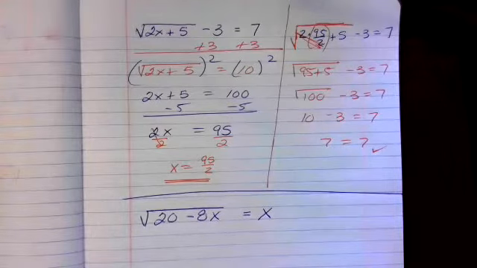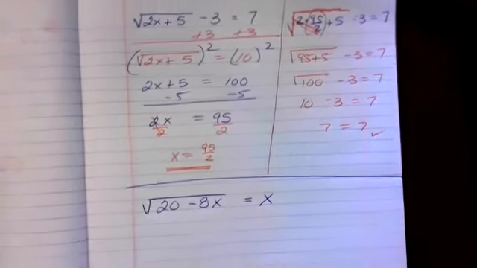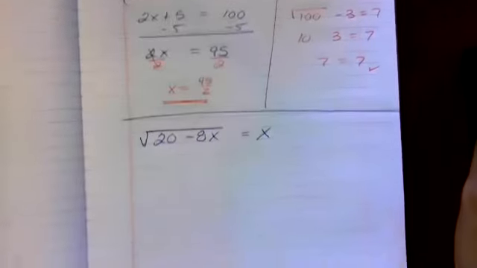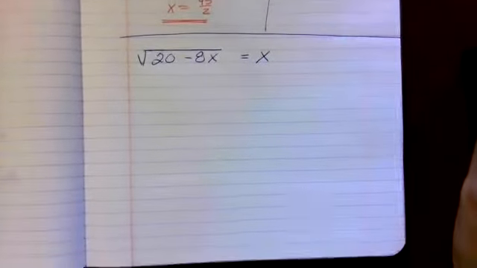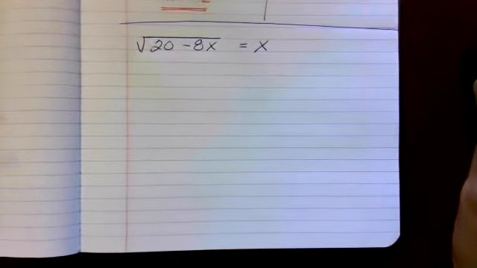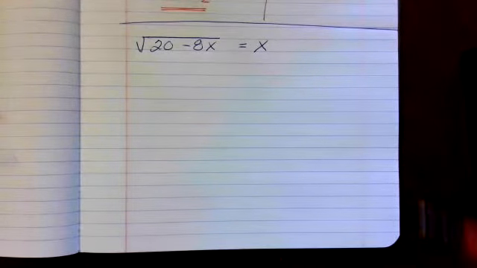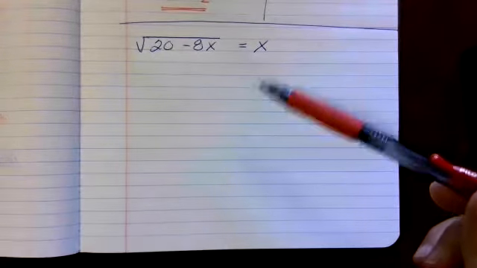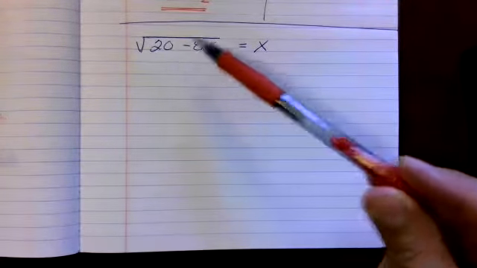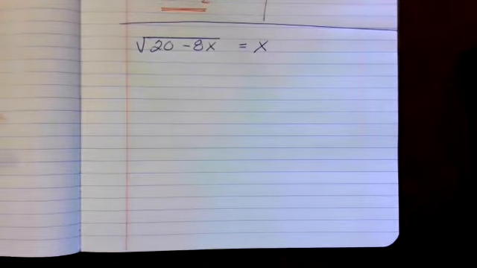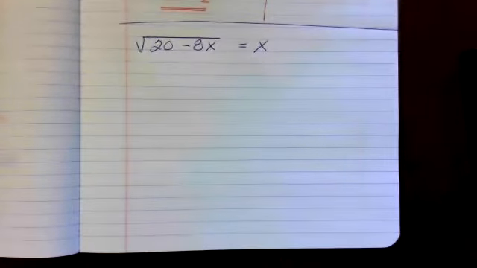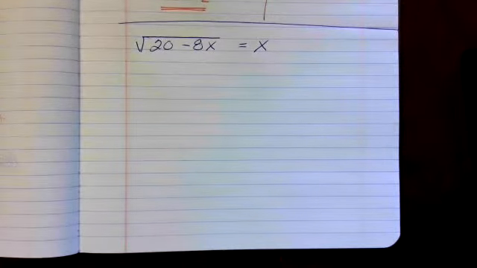Let's take a look at this next example. This one's going to be a little more challenging. Well, our procedure is to isolate the radical. And in this case, the radical is already isolated, right? So we don't have to do that. All we have to do is remove the radical. And how do we remove a radical?